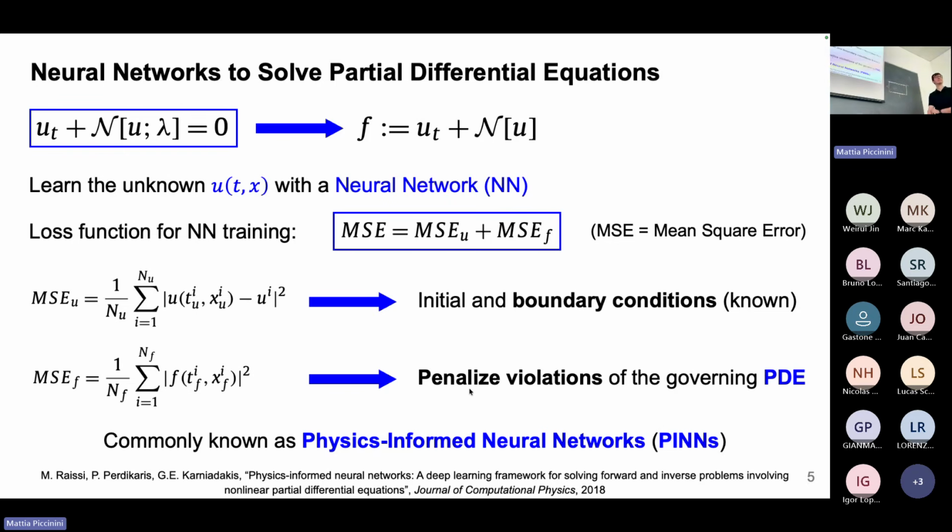Is there any study that correlates the depth of the networks and the type of partial differential equation? Yeah, good question. David asked if there is a correlation between the depth of a neural network and the fact that we can actually solve a PDE or not.